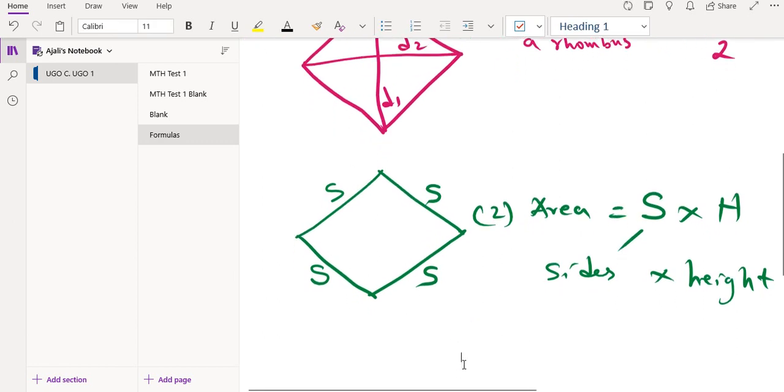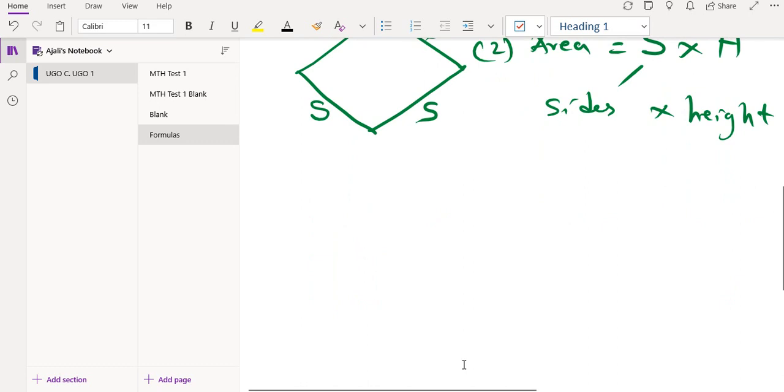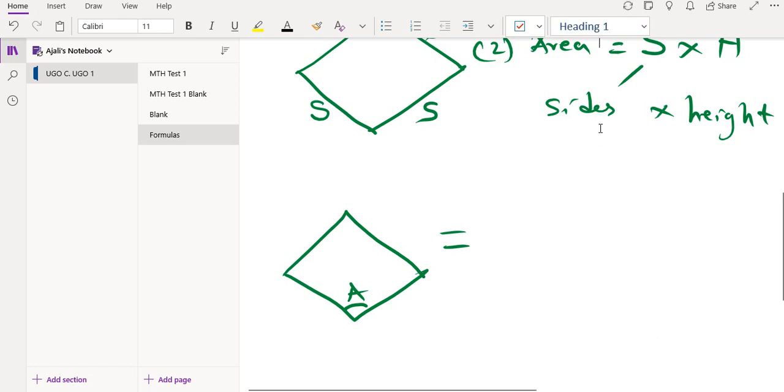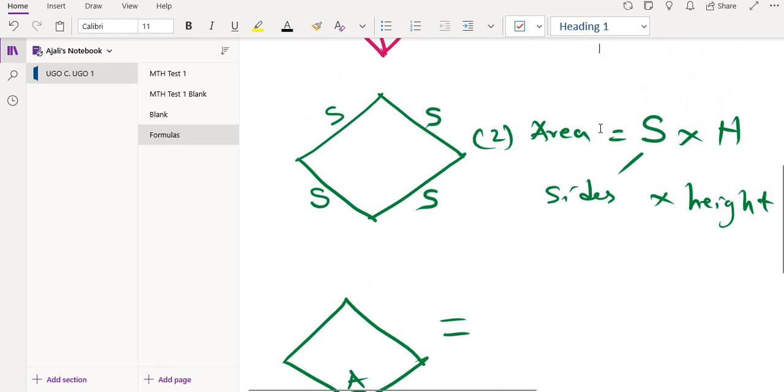Then the third formula for calculating area is if you are given the angle. The angle that is inside the rhombus. Let's call that angle A. Okay. Can we draw this, please? Draw this. I'd like us to get it so we can have it also. When you are given the sides of the rhombus, area is equal to the side times the height.